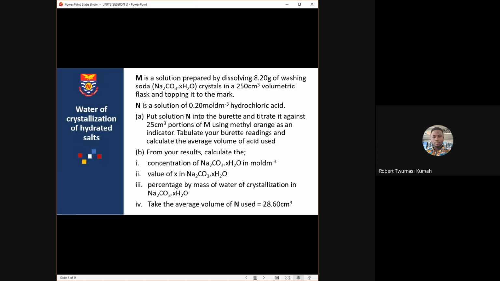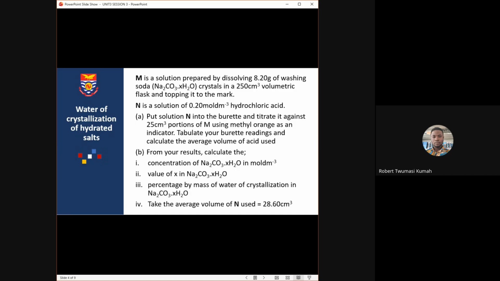Hello, class? Hi, sir. What have we been given there? I think we have concentration. Okay, which one of them? The mass of M over the volume of 250 cm cube. So we have mass concentration, right? Yes, sir. All right. Then N is a solution of 0.2.